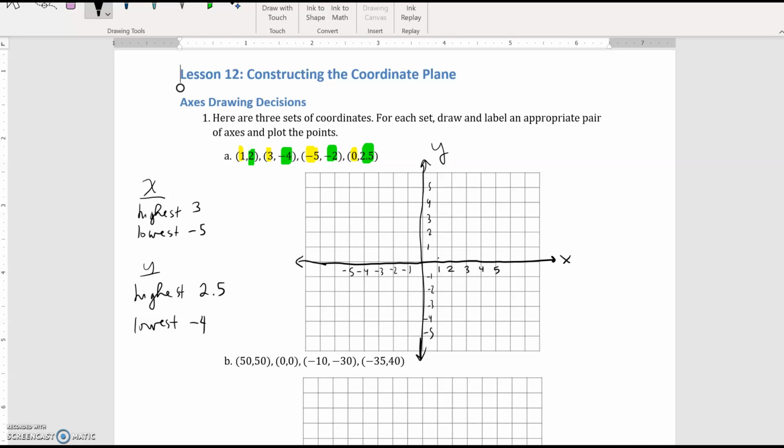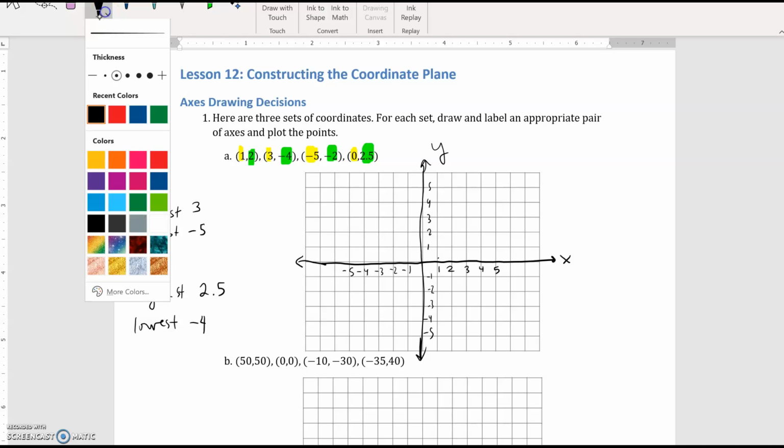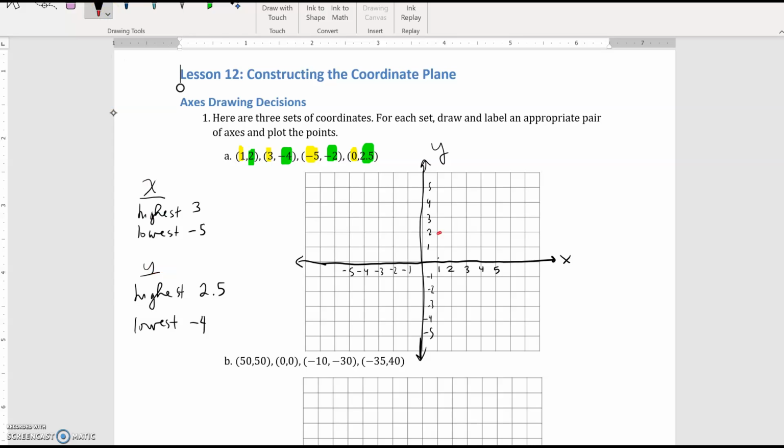I have 1, 2, which means right 1 and up 2. So this here is 1, 2. I have 3, -4, so right 3, down 4. I have -5, -2, so left 5, down 2. And then I have 0 and 2.5. So 0 means I don't move left or right, but I'm going to go up for the y value, 2.5. So this point here is 0, 2.5.